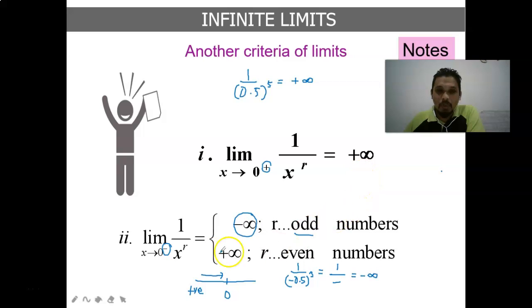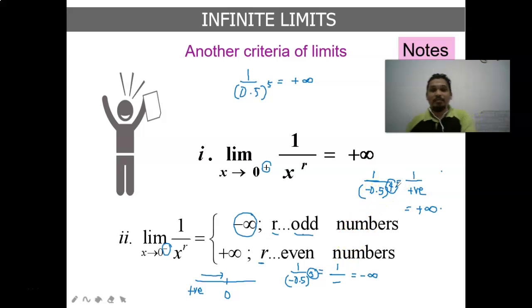And if it is 1 over negative 0.5 to the power of 4, it is equal to 1 divided by negative 0.5 to the power of 4, which is a positive value. Then it is positive infinity. So whether r is odd or even matters, according to this. This is the point that we take here, 3 or 4. This is a simple example.